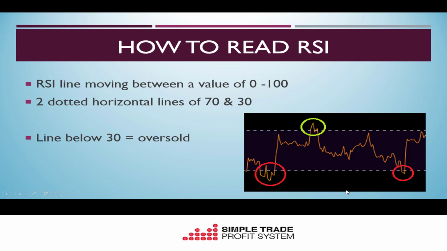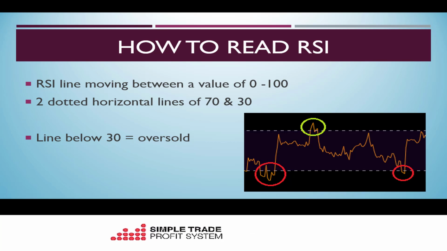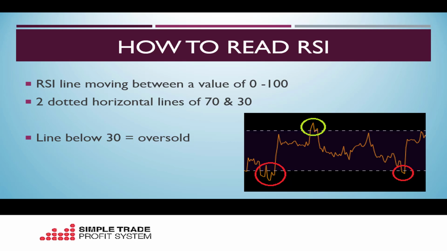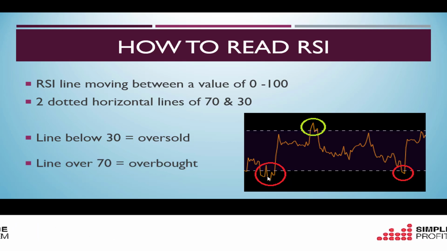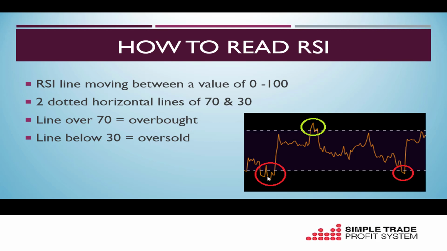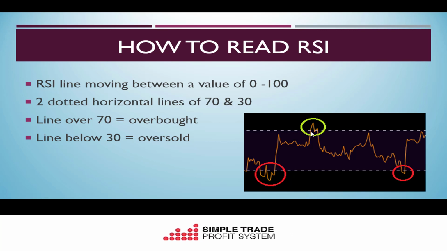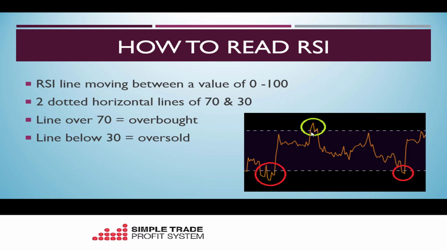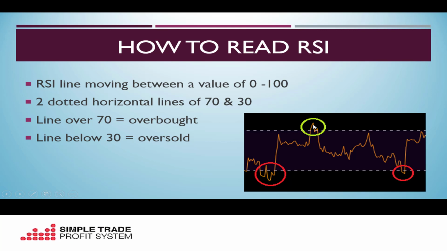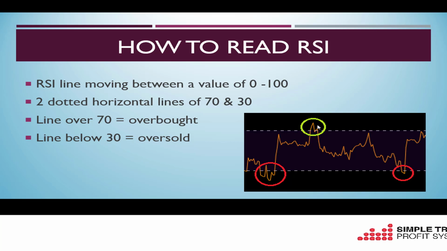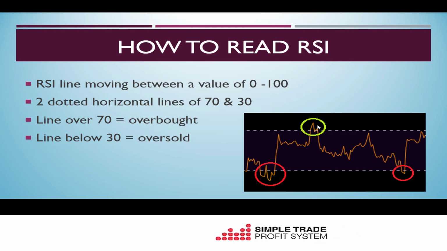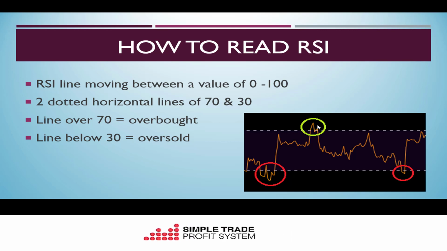If the line is below 30, it is considered to be oversold. This is the traditional way of understanding it. And if it's over 70, it's considered to be overbought. What does that mean, overbought, oversold? That means if your RSI line is over 70, then it's in an uptrend. That means that it may be running out of steam. It's getting into overbought territory, and we could possibly see a reversal.